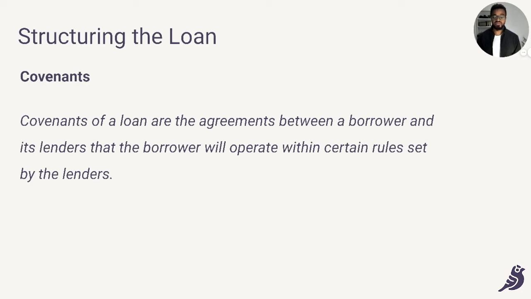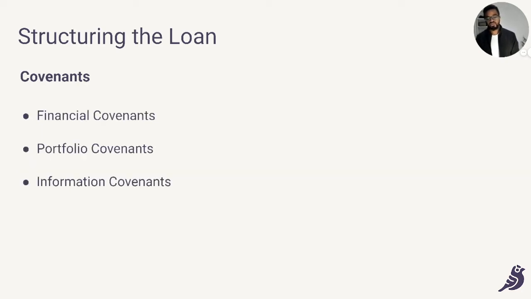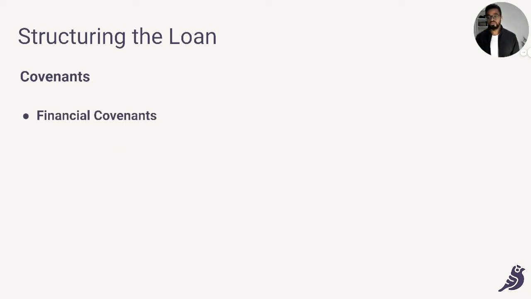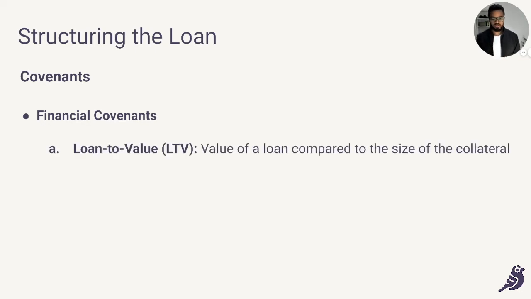There are three types of covenants that we come across when structuring a loan. The first is the financial covenants, the second, portfolio covenants, and the third, information covenants. Let's start with financial covenants. As the name implies, financial covenants are the covenants that are financial in nature. They are typically made up of the following types of requirements.